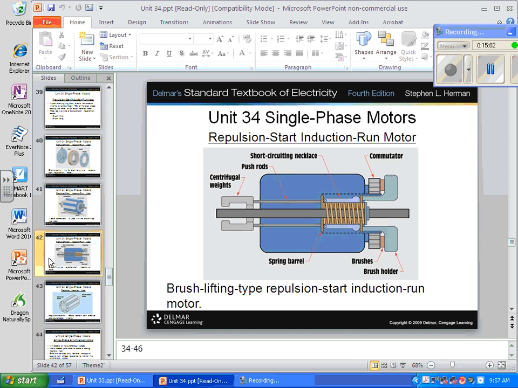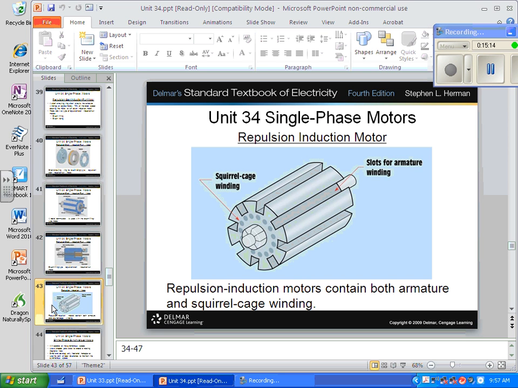Repulsion start induction run motor. Look at this odd centrifugal switch. It's a weighted thing that overcomes the spring. Armature and squirrel cage windings are both happening in a repulsion induction motor.